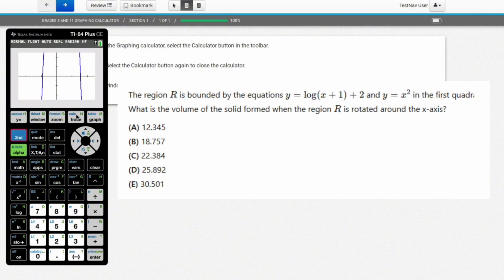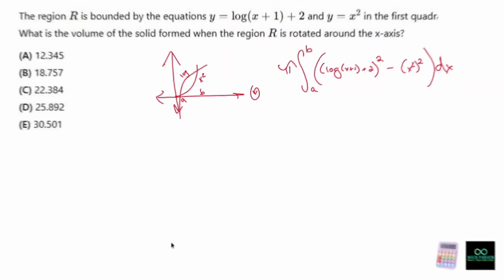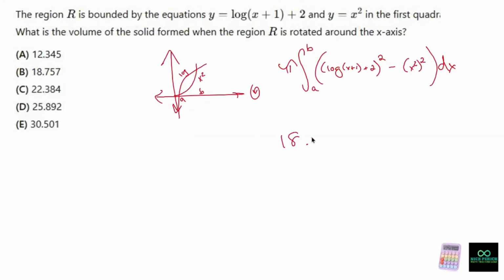Let's hit second calc and hit 7. Type in my lower limit, which was 0, my upper limit, which was 1.551. Hit enter, and I get 18.757. Whew. So let's go back and type that out. All right, so we ended up with 18.757, which is B.